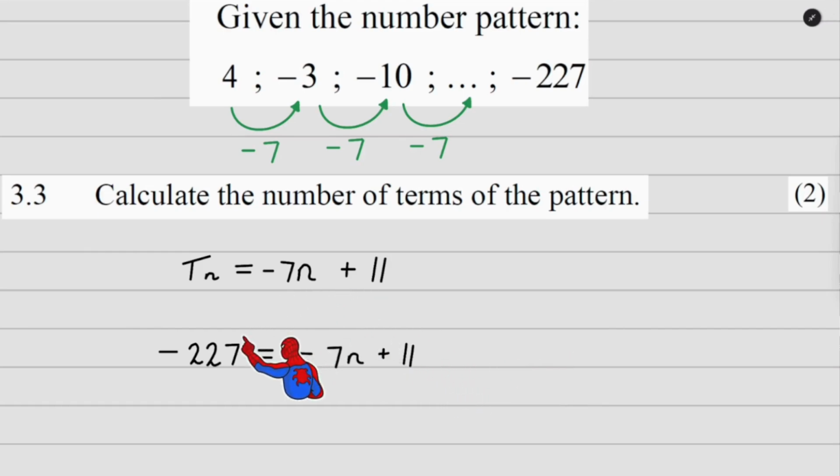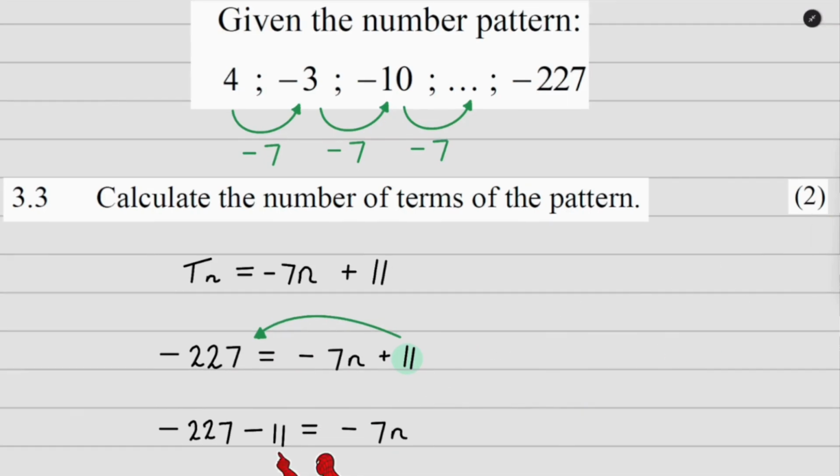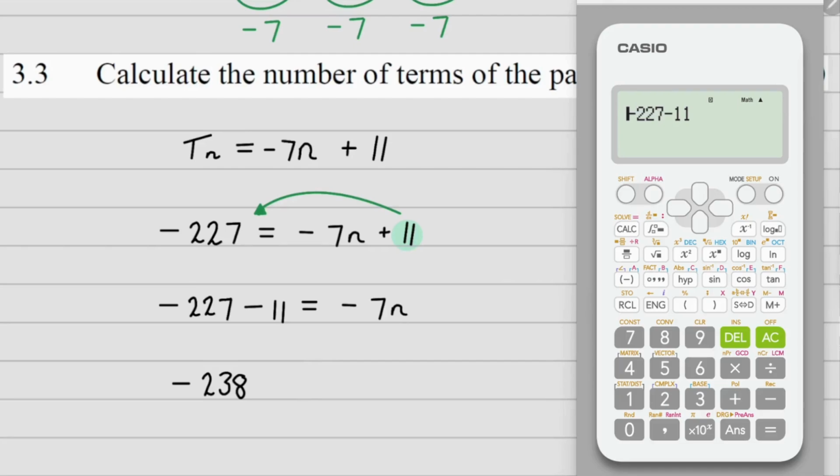So I'm going to move this 11 over. And don't forget to change its sign when it goes over the equal sign. You see how it's minus 11 now. Okay, and then don't take chances. This goes straight in the calculator. And that gives us minus 238.